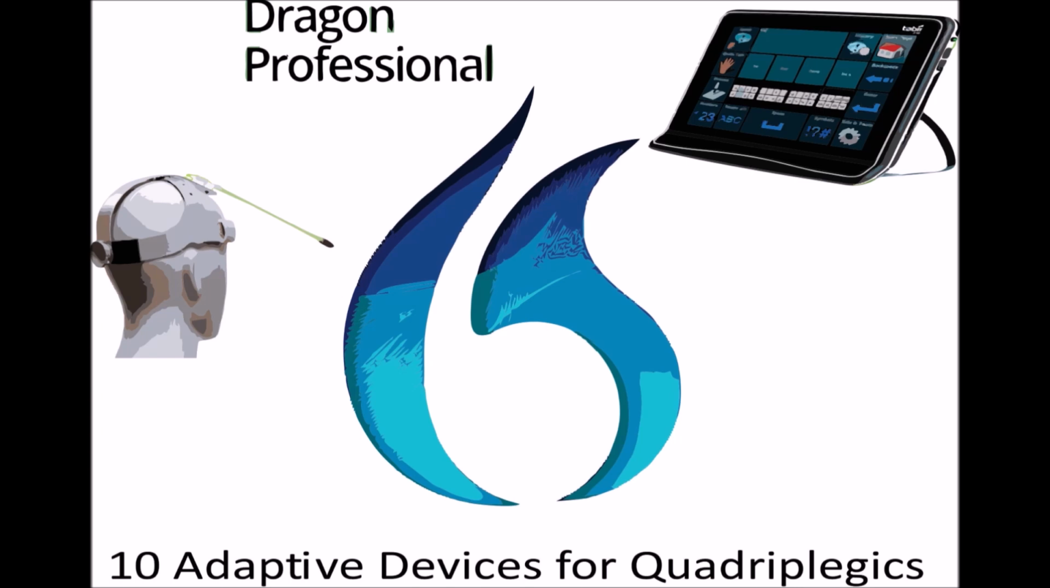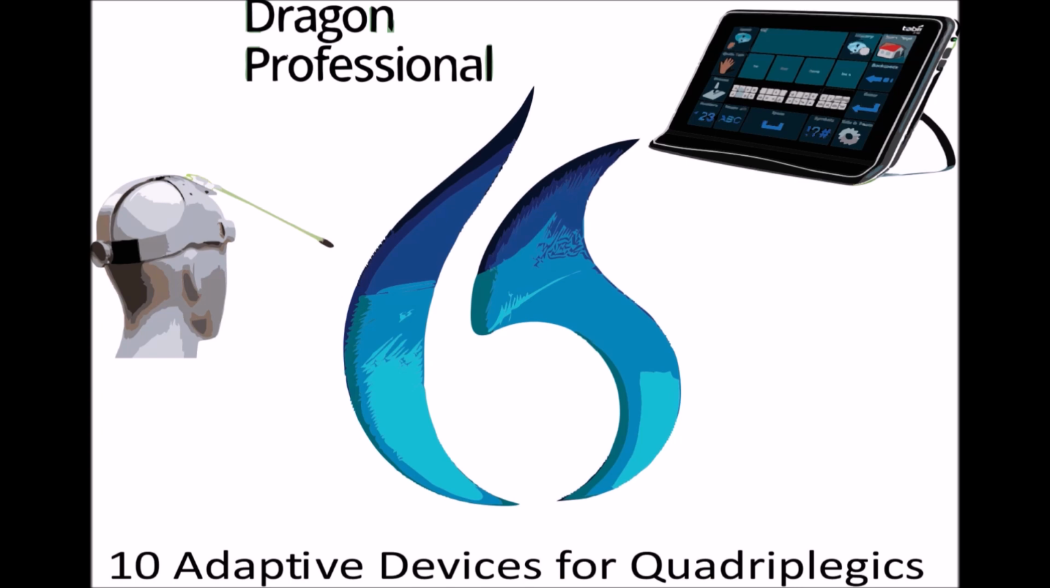5. Environmental Control Unit, ECU. An environmental control unit, ECU, is an assistive technology device that allows individuals with disabilities to control various electronic devices and appliances in their environment. It is designed to provide greater independence and autonomy to individuals with physical limitations or disabilities.